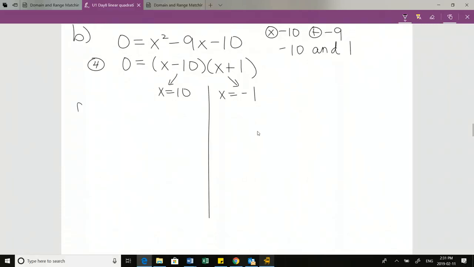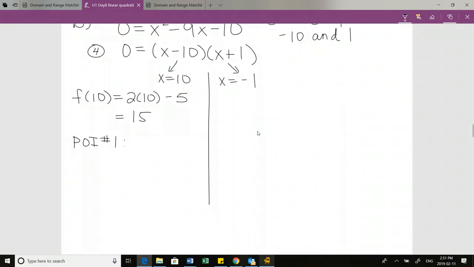So I'm going to evaluate f at 10. So I'll do 2 times 10 minus 5, and I will get 15. So my first POI, or point of intersection, is 10, 15. That's where the line crosses the quadratic. Okay, and then I'm also going to evaluate f at negative 1.